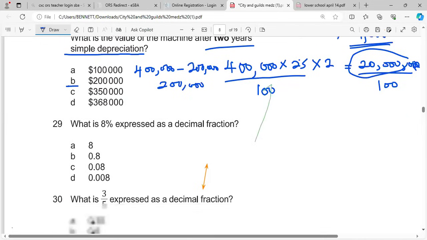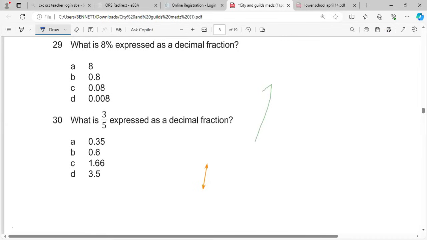Can a boy volunteer for 29? What is 8% expressed as a decimal fraction? If not a boy, a girl. Reese, volunteer. Anybody for 30? Me, sir, Kira. All right, so Kira Miller will do 30.